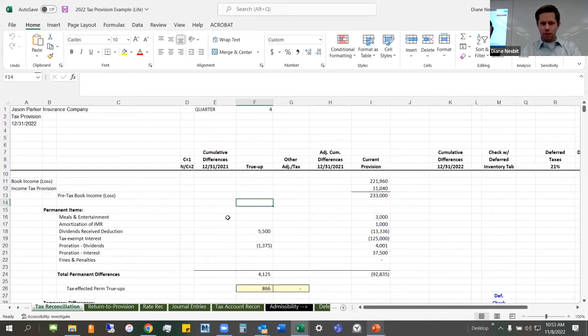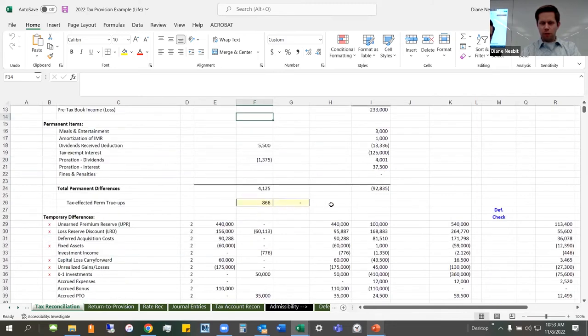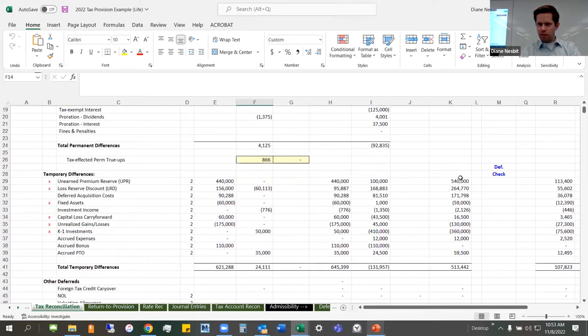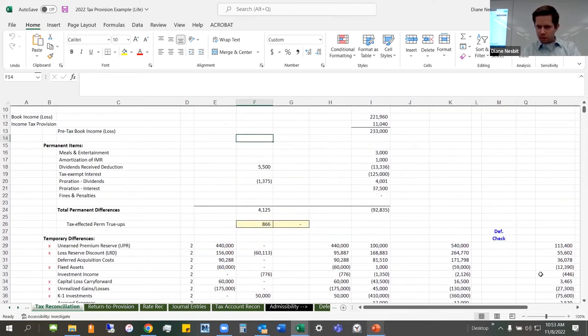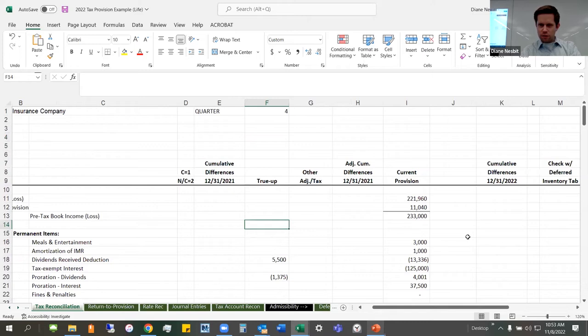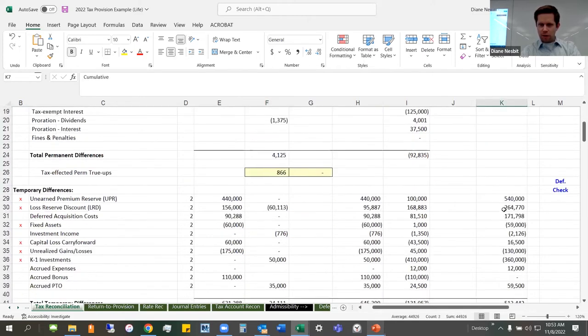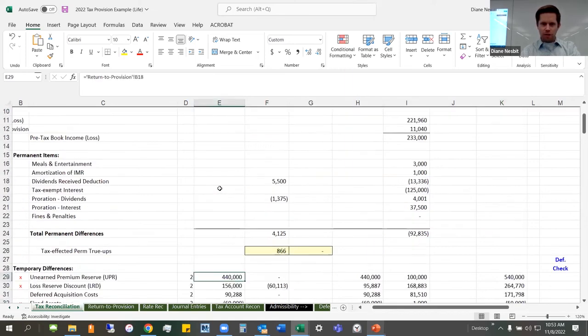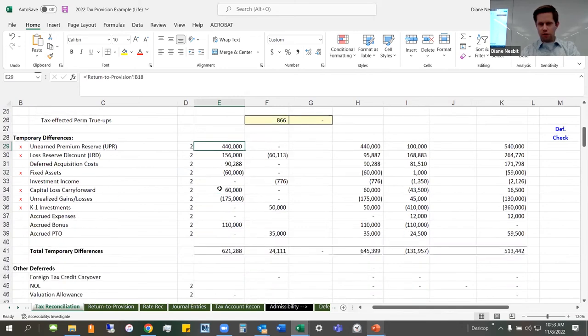So if you pull up your prior year, in this column, let me zoom in a little bit. The cumulative differences from your prior year are going to be the balances that you want to copy and put over here as your beginning balances as you're starting this year's provision.